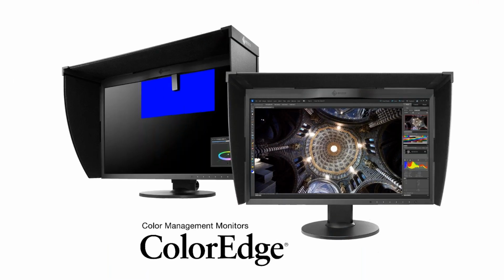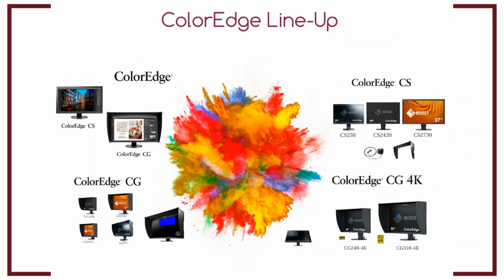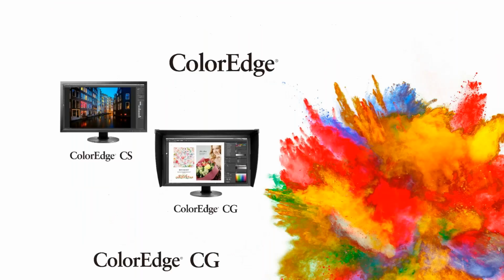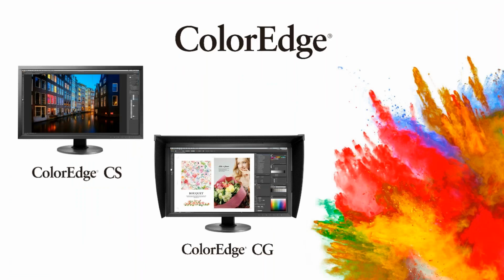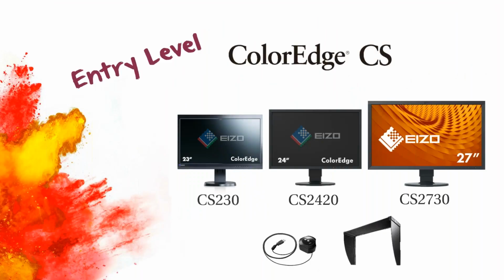So all of this and many more features, which I don't have the time to talk about now, are included if you get something which is called a graphics monitor, especially if you get something from EIZO called ColorEdge. So let's just have a quick look into our lineup. Actually, we do have two product lines, the CS and the CG line. The CS line is the entry-level line. It's our basic line.